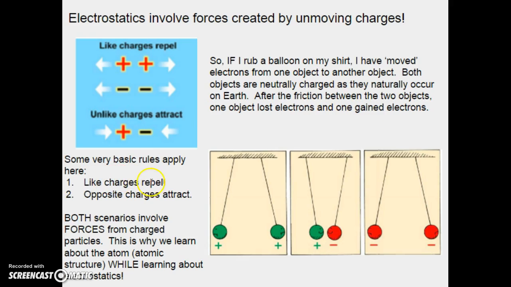So the basic rules: like charges repel, opposites attract. Both scenarios involve forces from charged particles. This is why we learn about the atom or atomic structure while learning about electrostatics. We know that these objects, instead of ripping out protons from the nucleus, gave up electrons. Like charges are going to repel. Opposites are going to attract, and negatively charged objects are going to repel each other.